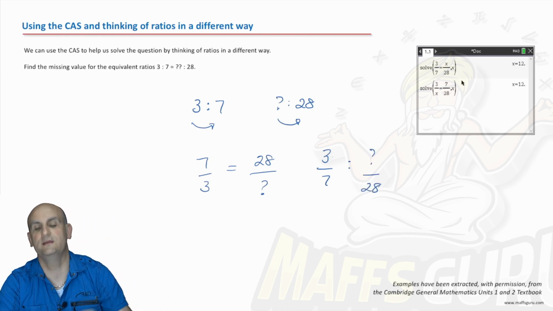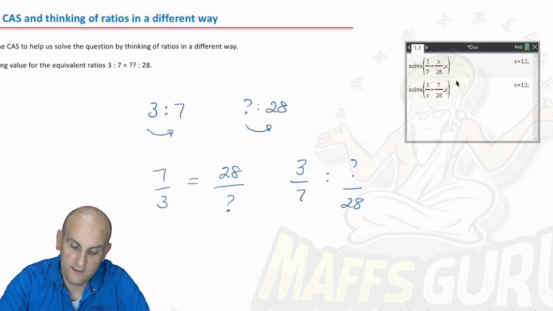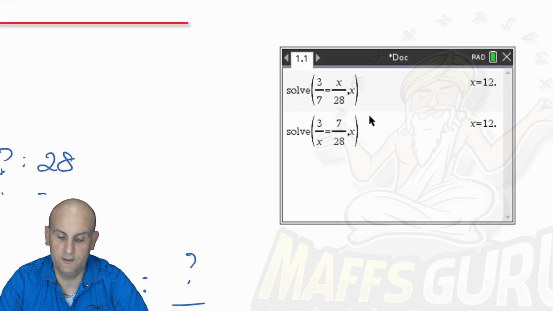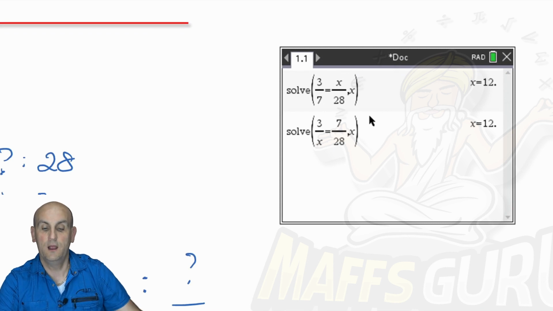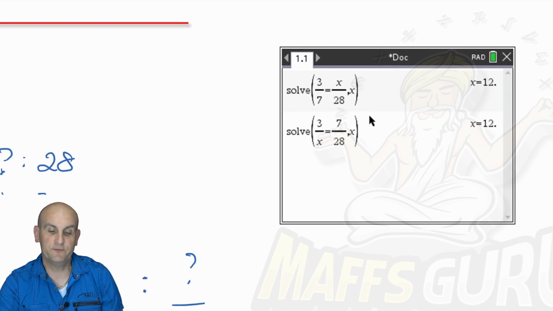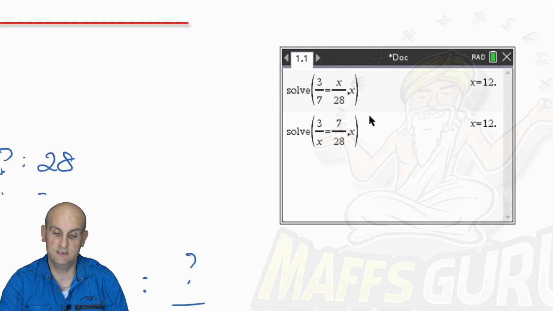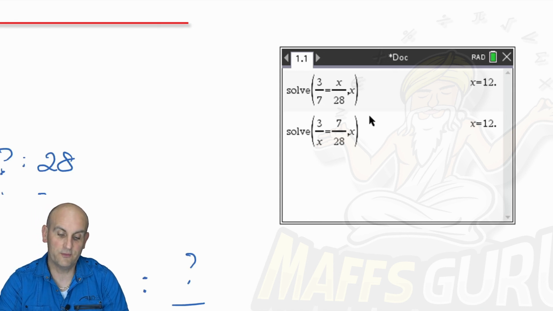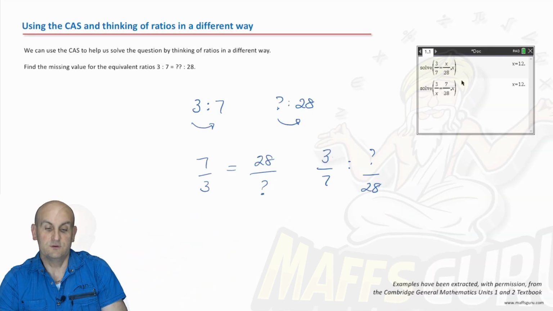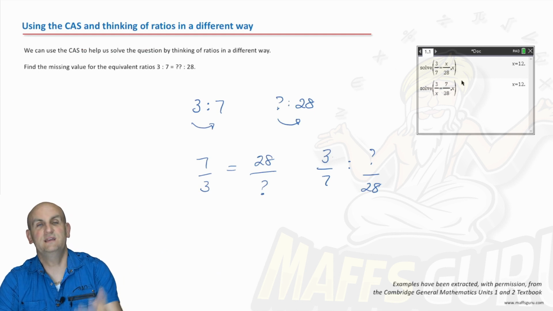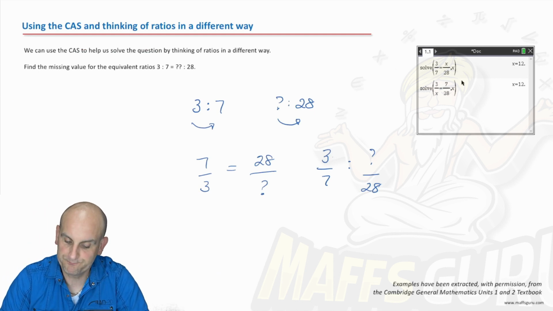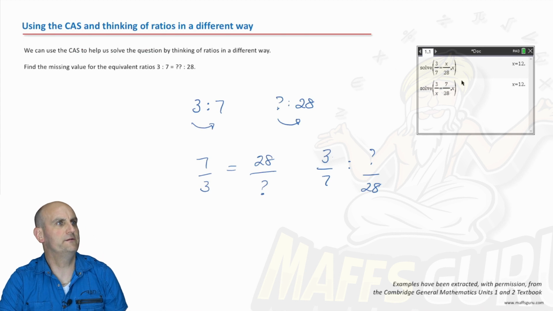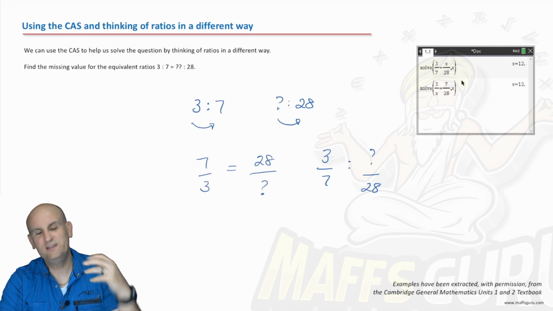There are so many ways of thinking about it, but if I zoom in now to this screenshot, what do we notice? I've banged into my calculator different ways of doing this. So 3 divided by 7 equals x divided by 28. That was one of the examples I just did a moment ago. Solved for x and I got 12. But likewise, I could have done 3 divided by x is equal to 7 divided by 28. I chose x because my calculator doesn't do question marks, funny enough. So the point of it is, ratios are funky.